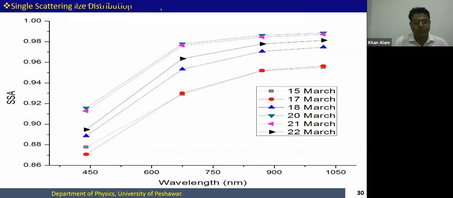Single scattering albedo also provides us information about scattering and absorption. During the dusty days, we see that the single scattering albedo reached 1. It means that the shortwave radiation is totally scattered by the dust particles. The single scattering albedo reached about 0.99. It also represents that the coarse particle is responsible for the scattering of solar radiation.